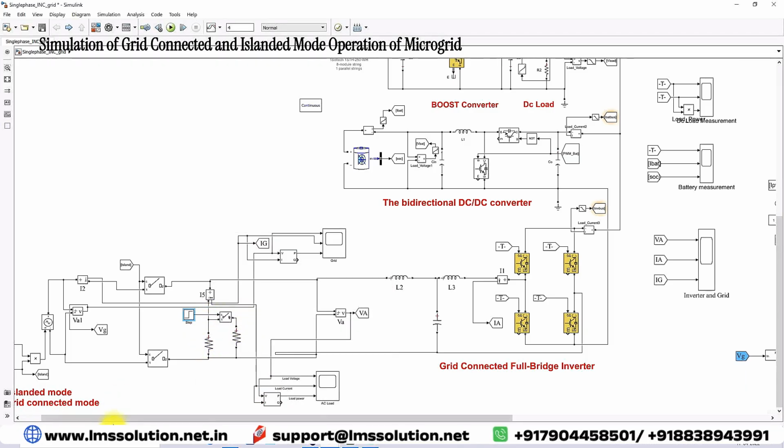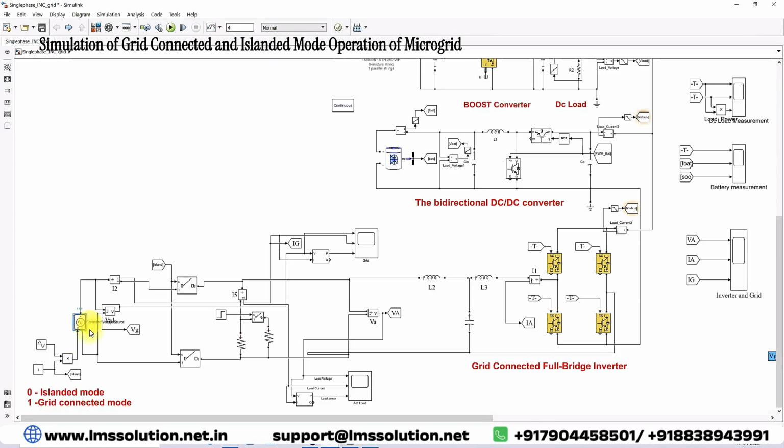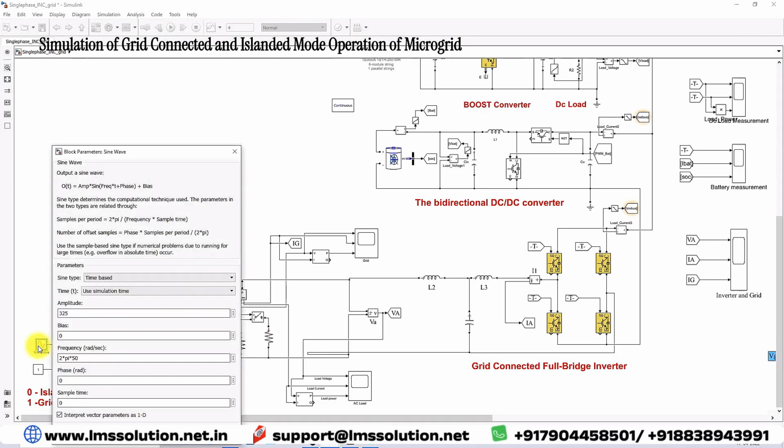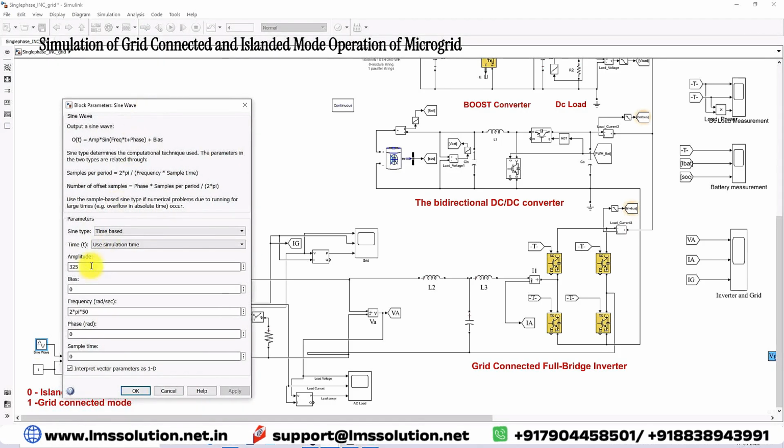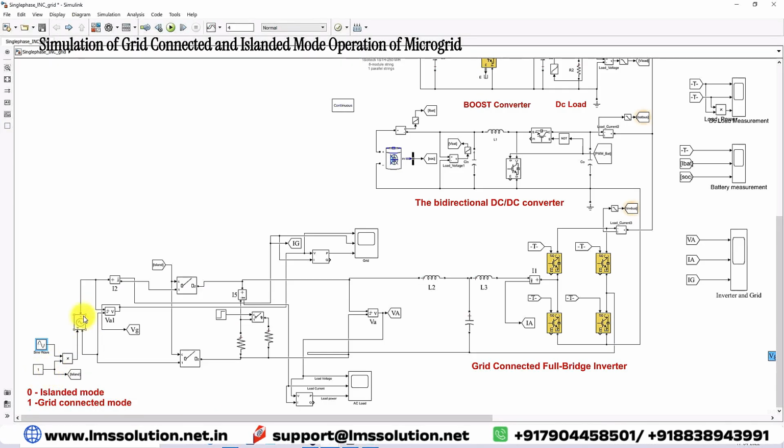And then here we have the grid system. The grid system operates at 230 volt, that means 325 volt peak, 50 Hz frequency. And then this grid will be connected to this system or disconnected from the system by means of this control. When we give one here, right, then the grid system will be connected to the system. That means the breaker will be closed during that condition.